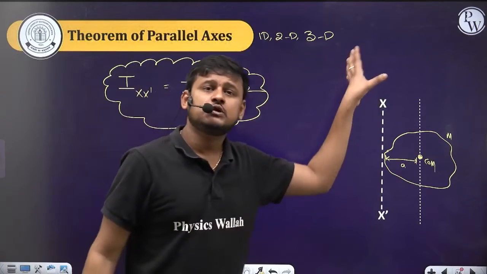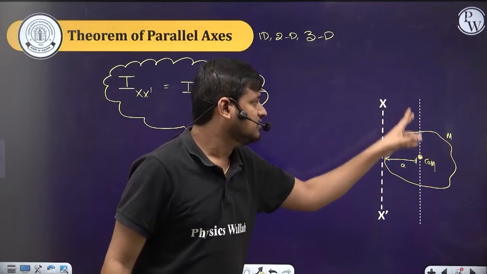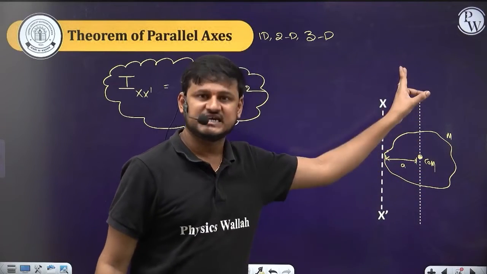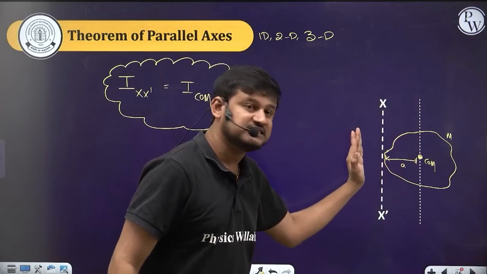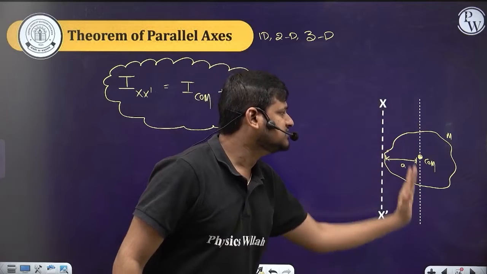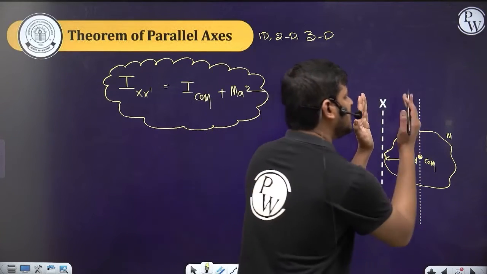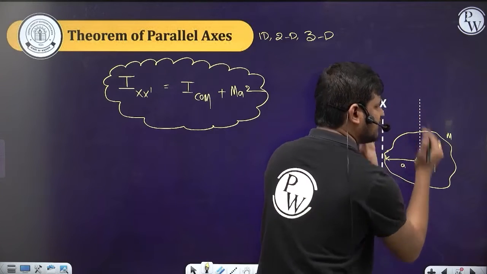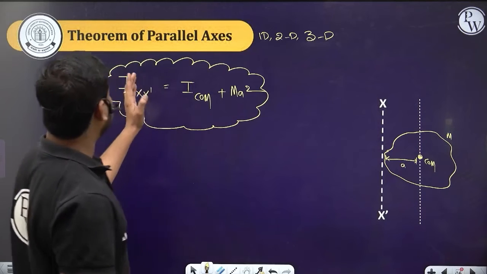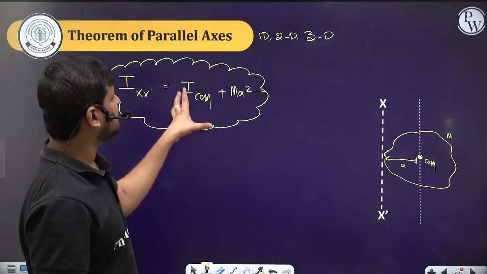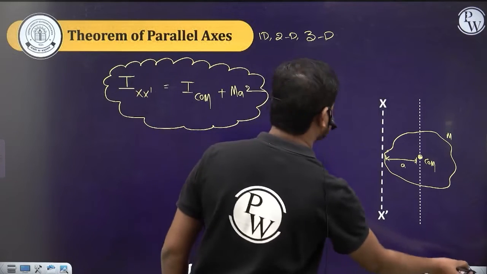If you already know a body's moment of inertia about its center of mass axis, and you have to find the moment of inertia about an axis which is parallel to the axis passing through the center of mass of the body, then you can apply the parallel axis theorem. I x dash is equal to I center of mass plus m a square. Clear, guys? I'll take one question so that you'll understand better.